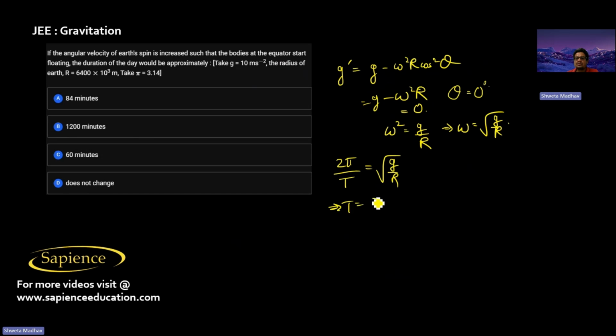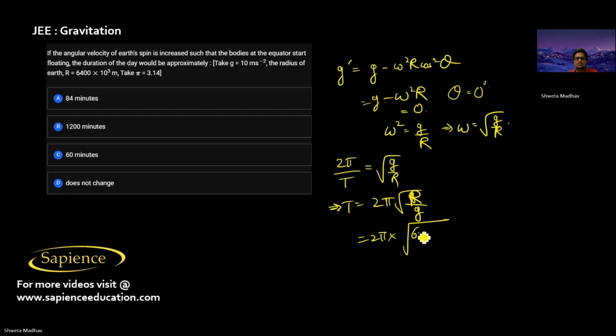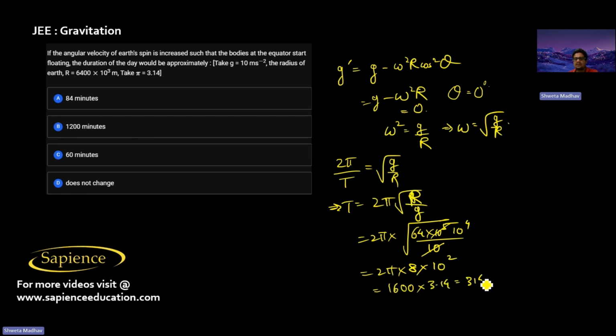So T will be equal to 2 pi root over R by g, which is equal to 2 pi into root of R, which is 64 into 10 power 5, divided by g, that is 10. So this will be 10 power 4. This will be 2 pi into 8 into 10 power 2. So 2 8s are 16, 1600 into pi, that is 3.14. So it is 314 into 16. This is the time in seconds.